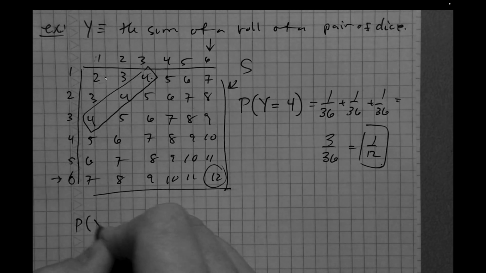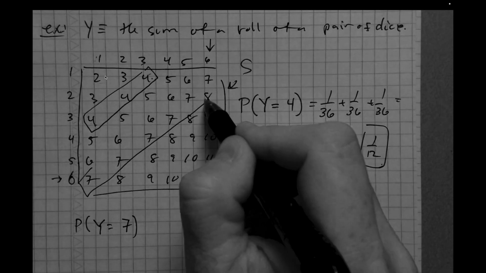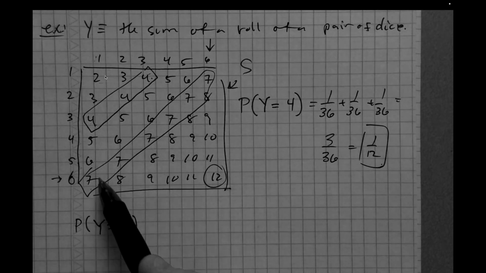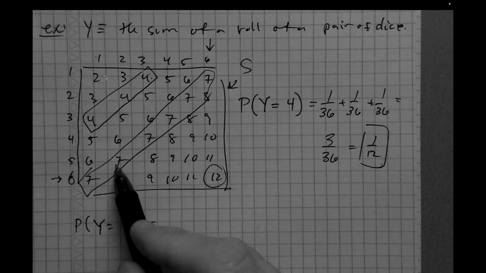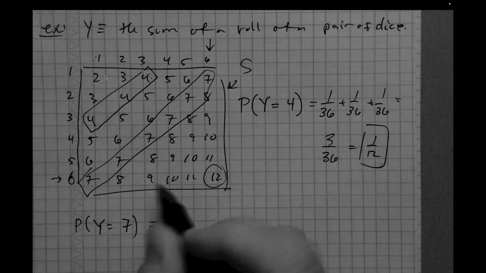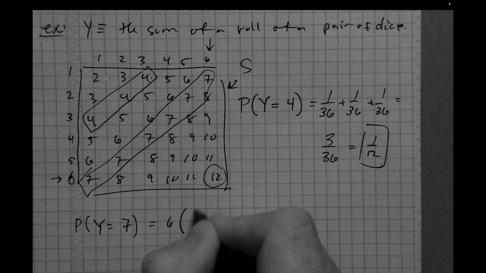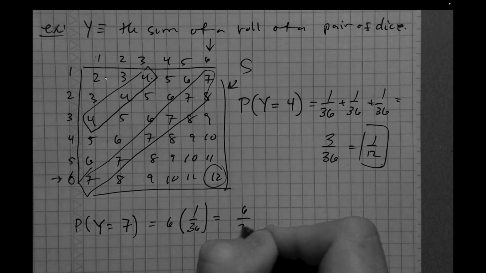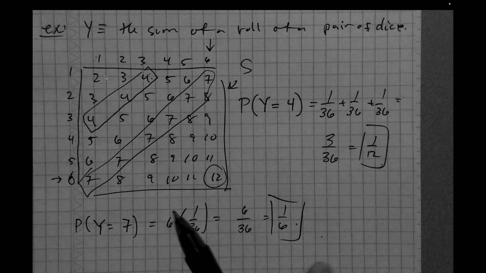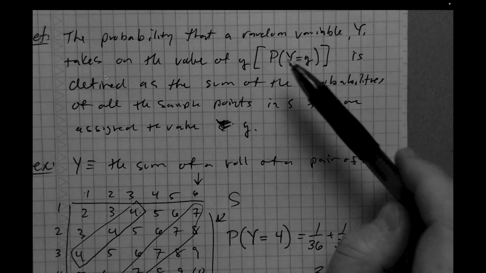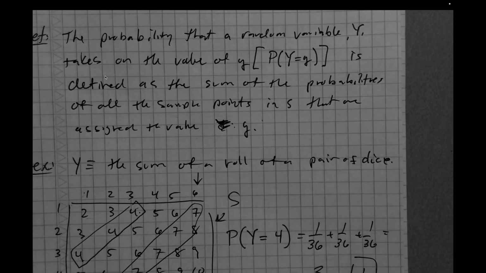Similarly, I can do this for any of these. What's the probability that Y is equal to 7? I just look here and see all my sample points that have been assigned the value of 7: 1, 2, 3, 4, 5, 6 of them. So 1 out of 36, 6 times. So 6 times 1/36 is 6/36, so 1 in 6. This is what we mean by saying the probability that Y is equal to y is the sum of the probabilities of the sample points that are assigned the value y.